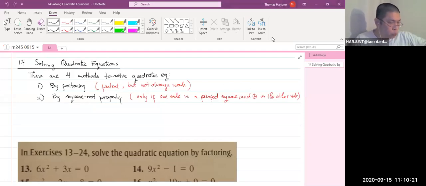Today we will do quadratic equations. I will skip 1.3 just a little bit on Thursday. I will do that one. I would like you to read that section first.